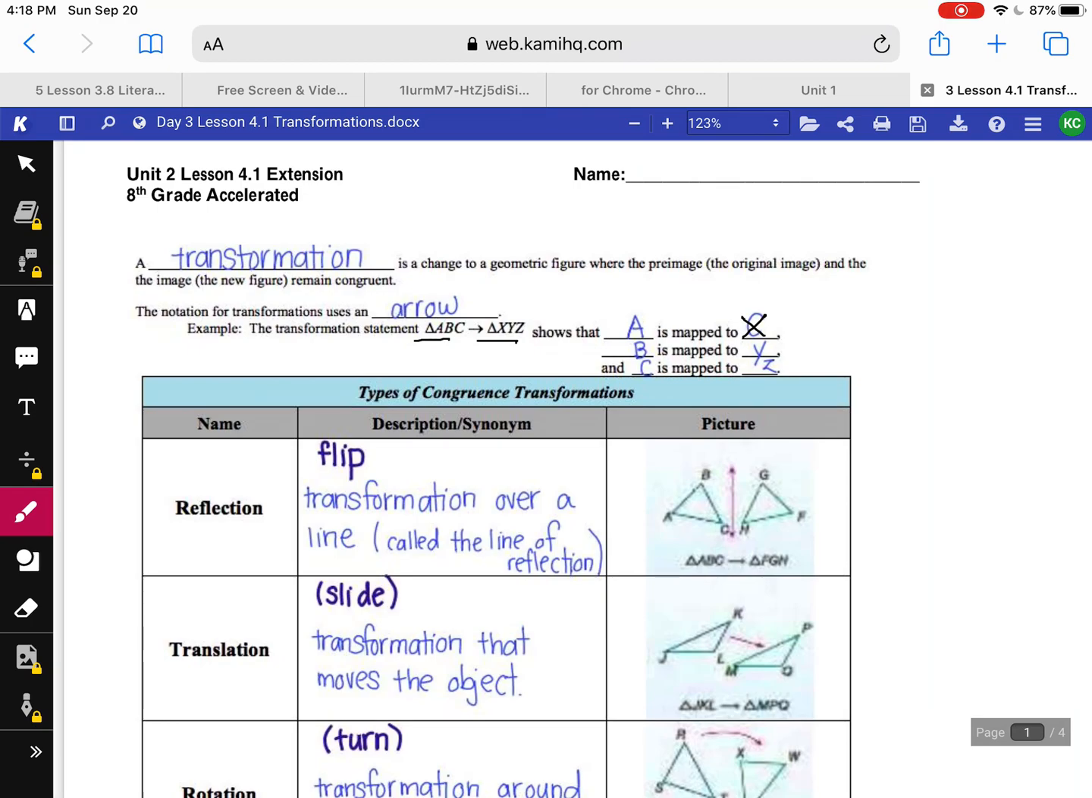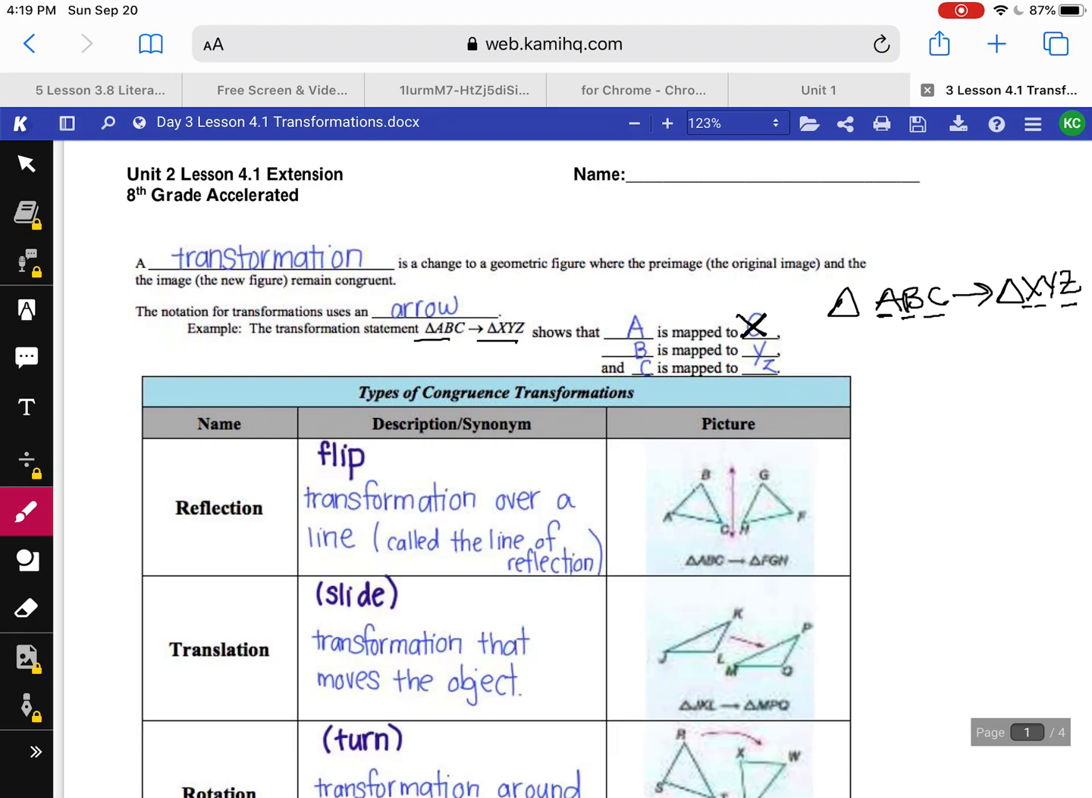Now in this case, it's showing mapping, or it's showing like how points are being moved. And so we can see with triangle ABC being transformed to that triangle XYZ, it's very important to keep the relationship with how the letters are put in order. So A is mapped to X, B is mapped to Y, and C is mapped to Z.